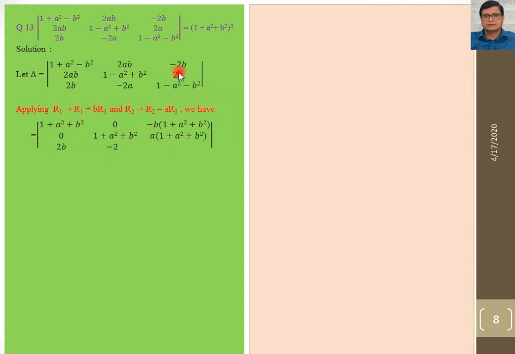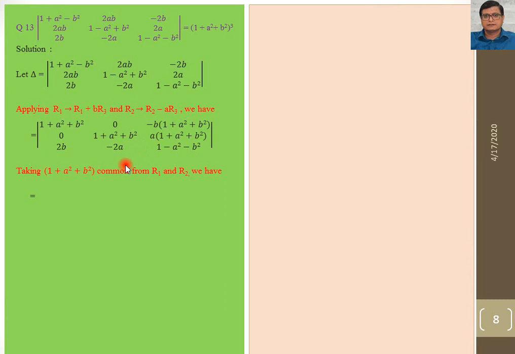After doing this operation R1 plus b R3, I am taking minus b common here, as well as a common in this R3 also. So what are you observing? 1 plus a square plus b square is common in R1 as well as in R2. So we can take this value common from R1 and R2. Since 1 plus a square plus b square is common in R1 and R2, these are two factors, not a single value.